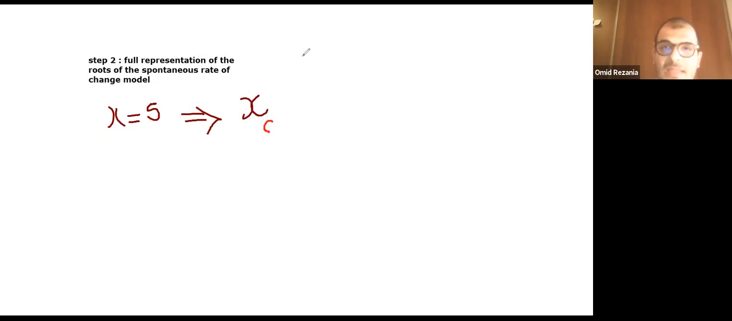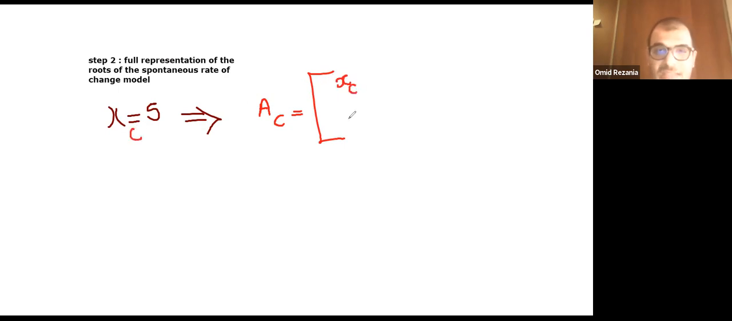Oh, no, not this one. Let me call that the critical point. We call that the critical point. I'm going to call this point, for example, A sub C, which means the critical point. It represents the x of C, the critical point, which is the root that we got, with respect to r of x of C, which is going to be what?